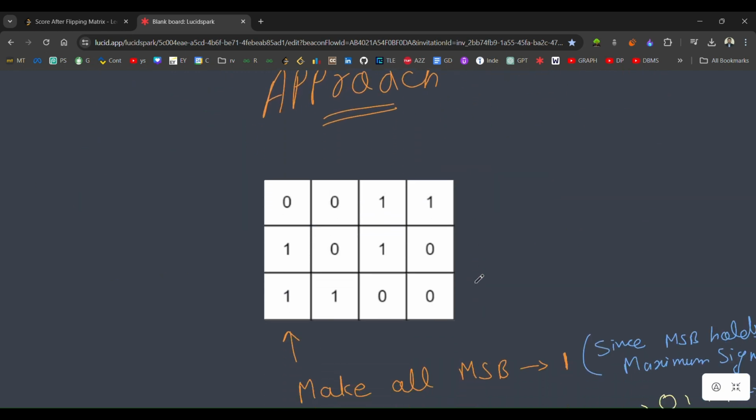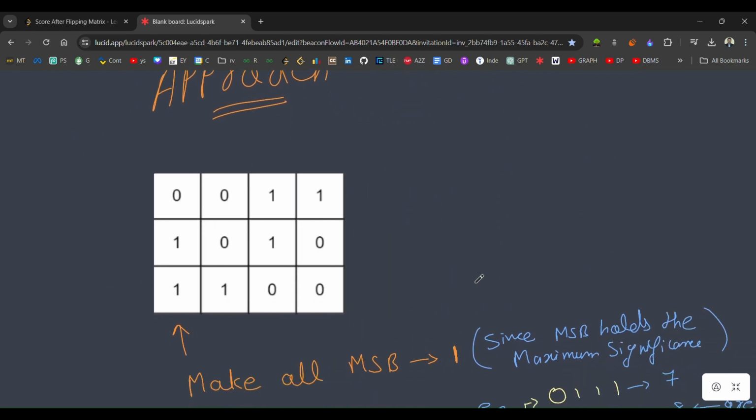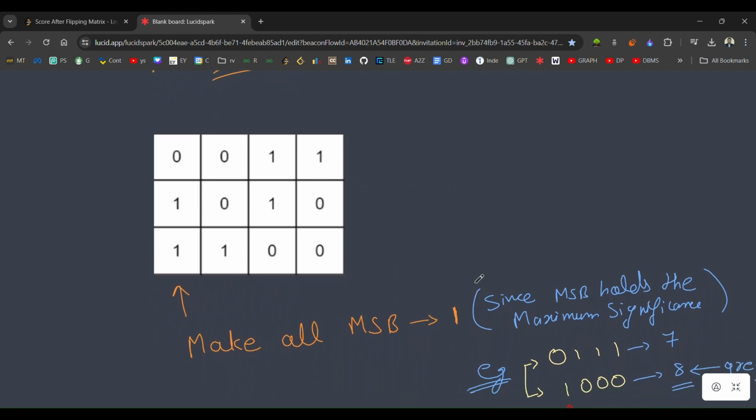Now let's look into the approach that we are going to follow. So let's say this is the input array: 0 0 1 1, 0 1 0 1, and then 1 1 0 0. First focus on this area. What did I say before?